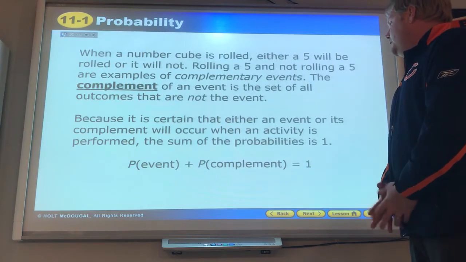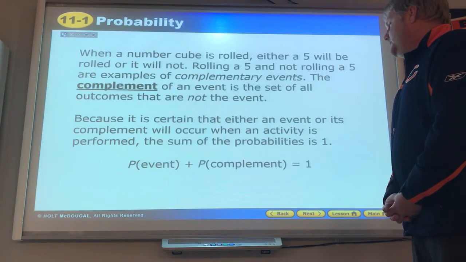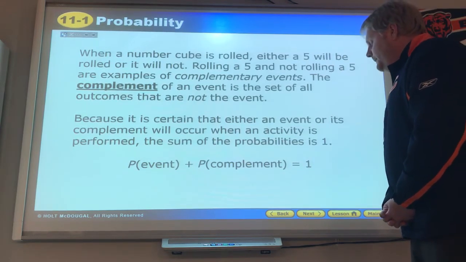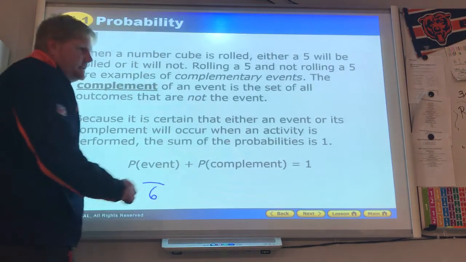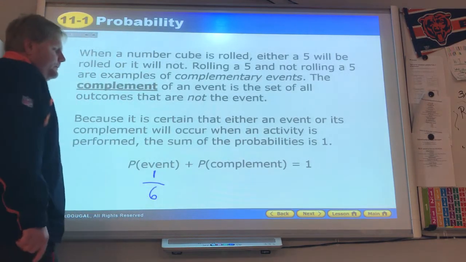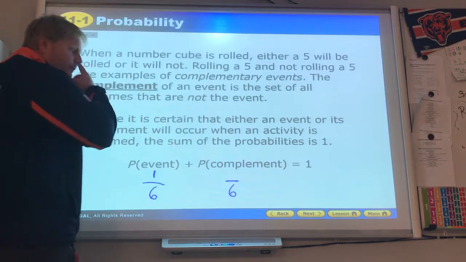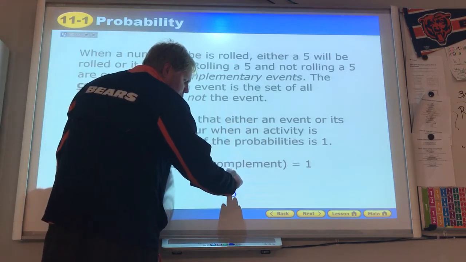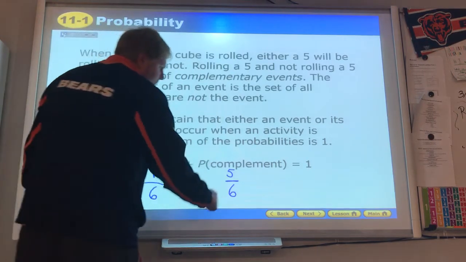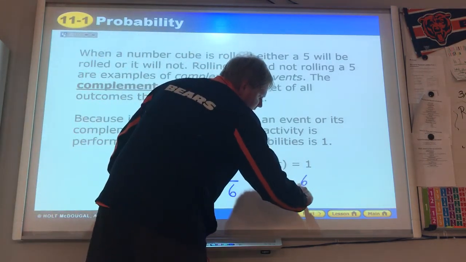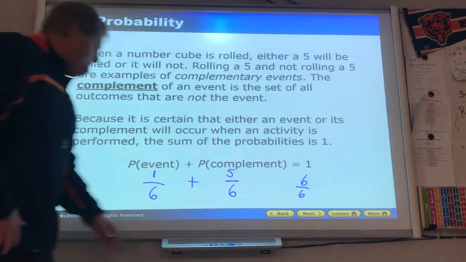That's the other things that can't happen if a 5 happens. Because it is certain that either an event or its complement will occur when an activity is performed, the sum of the probabilities is 1. What's the chance we roll a 5? There are 6 different numbers on the dice. One of them is a 5. The complement is that there's still those 6 total numbers, but the complement of not being a 5 is 1, 2, 3, 4, and 6. There's 5 out of 6. When we add a thing and its complement, we get 1, because that's 6 over 6. Isn't it? All right.